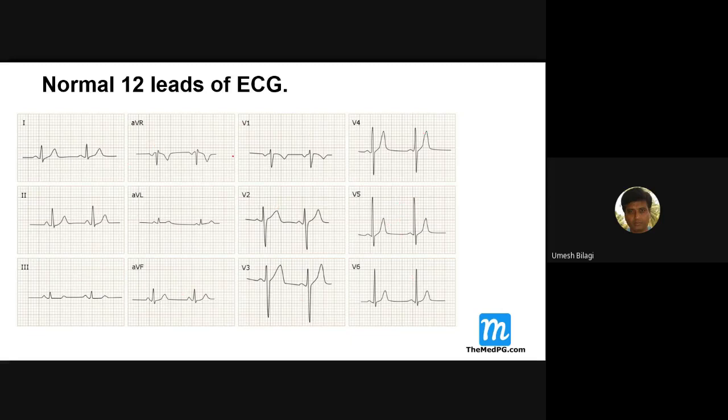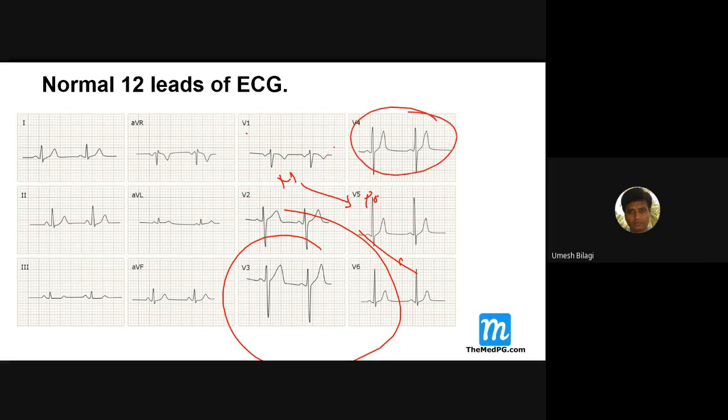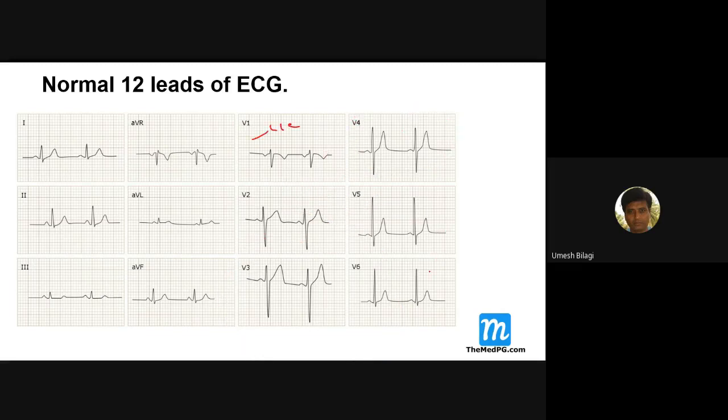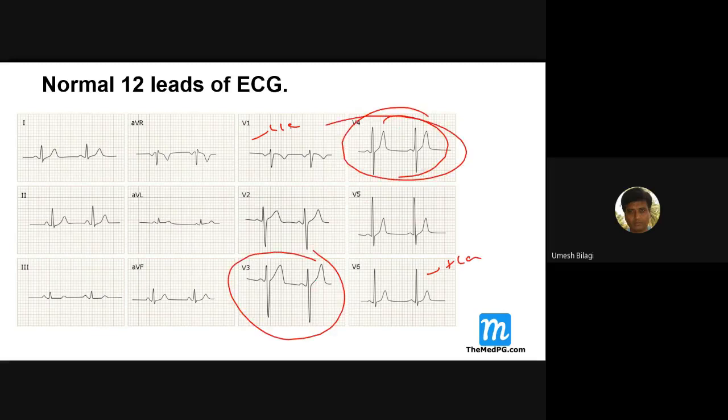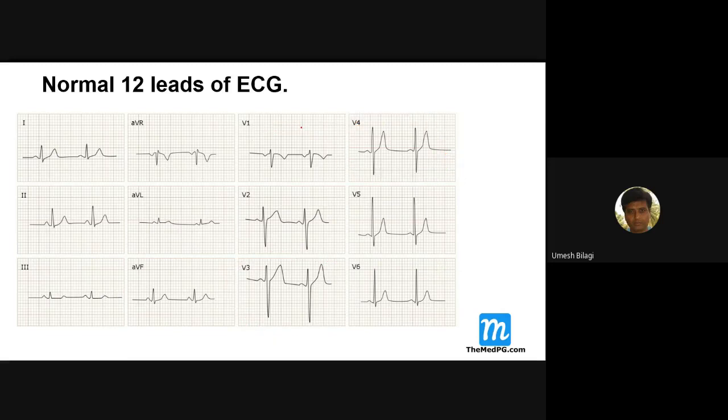Now you can see that in the limb leads, I am going to make a very general statement: almost all the waves are upwards, except for the AVR lead. Whereas in the chest leads from V1 to V6, it goes from negative to positive slowly. Transition usually happens at V3 and V4. V1 is predominantly negative and V6 is positive. Okay, these things you should keep in mind.